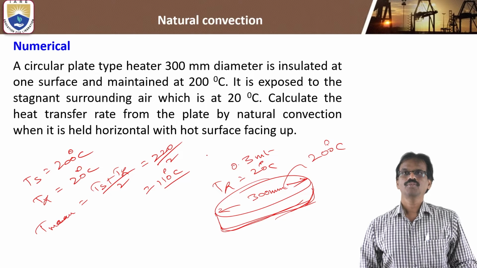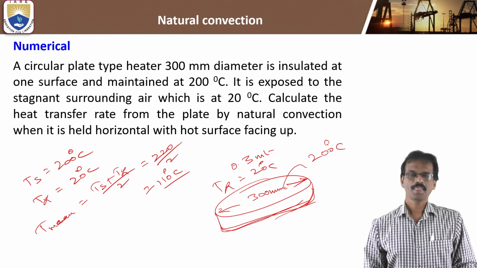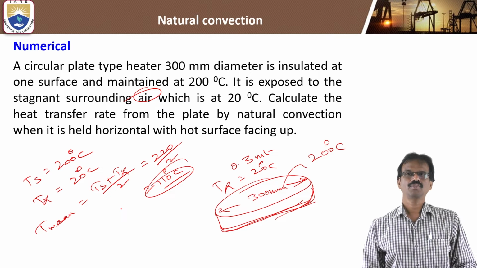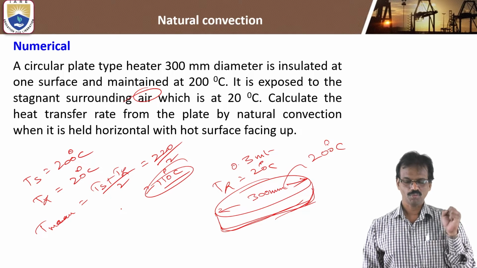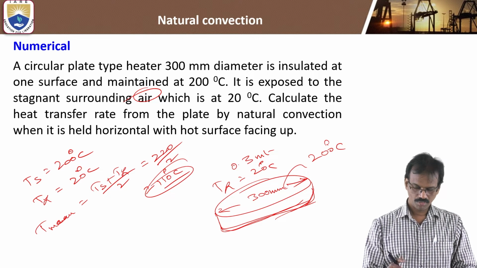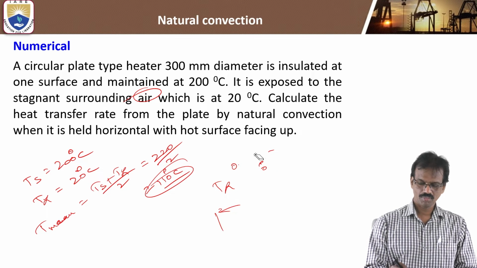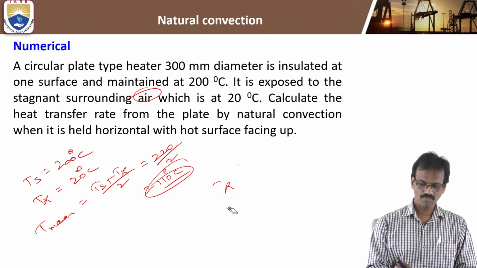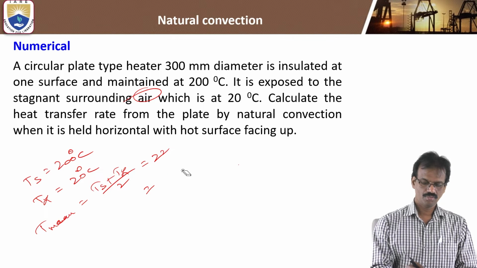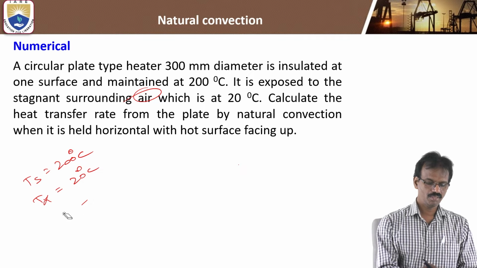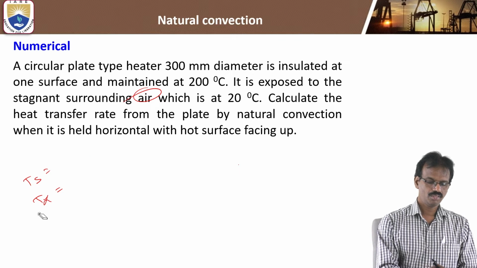So for dry air at 110 degrees Celsius, you have to take the properties. If you consider the properties from the data book, we'll get them. The properties are the thermal conductivity of the fluid, the Prandtl value of the dry air, and the kinematic viscosity of the air.